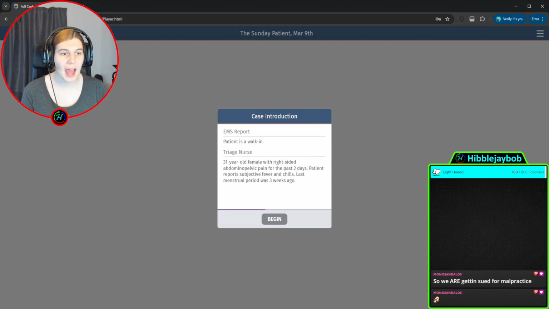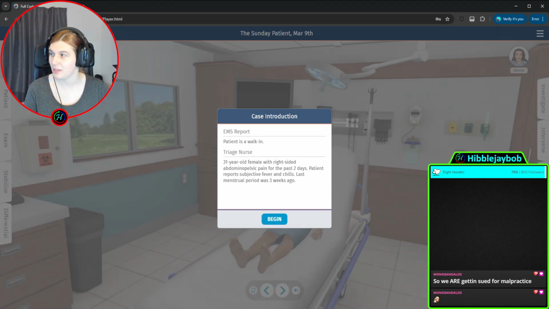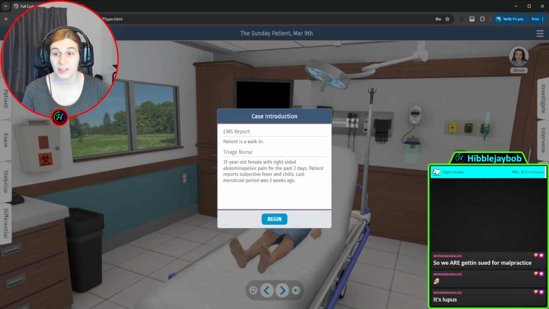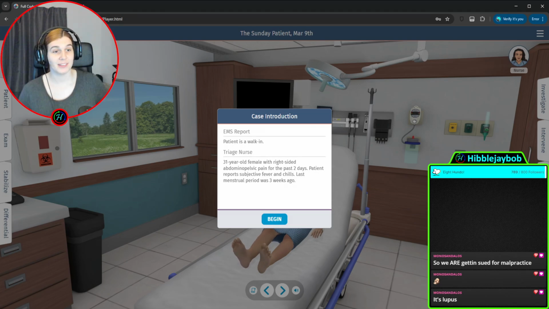I have done one of these as a trial to make sure this is all going to work. I did do it on mobile. This is my first time trying it out on the computer. So yeah, let's see how we go.